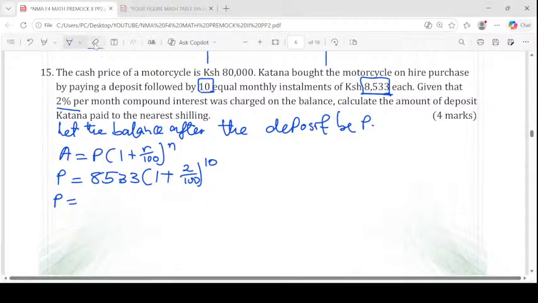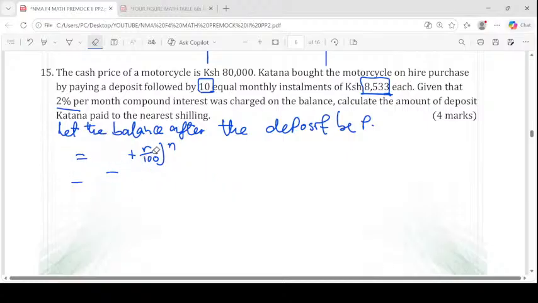Allow me to erase this other part so that we can simplify the question. We can literally simplify the question. Let us look at it now as a team. Drop your comments.